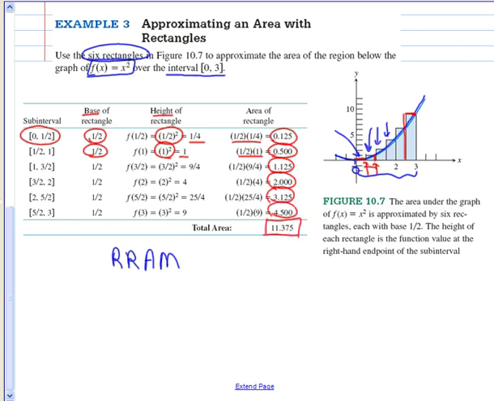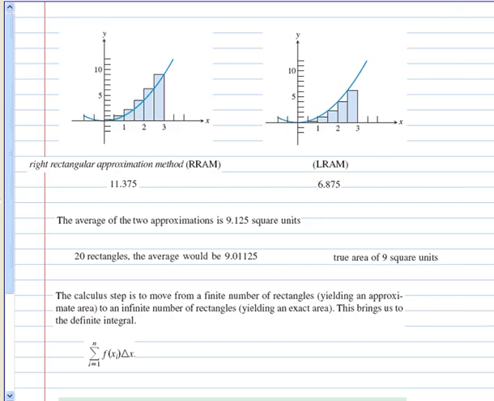Total area. Now, do you think this estimated area is too big or too small? Okay, hopefully you said too big, because we have all these extra parts of the rectangles that we're adding in there. So that one's just a little bit too big. So that 11.375 is a little bit larger than we really wanted. Here is our 11.375 from the right rectangular approximation method.